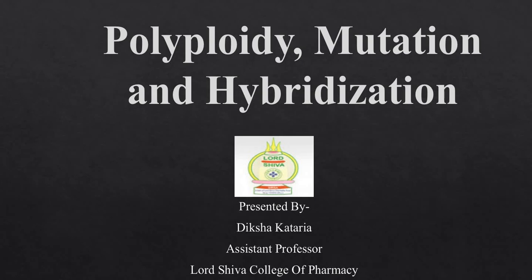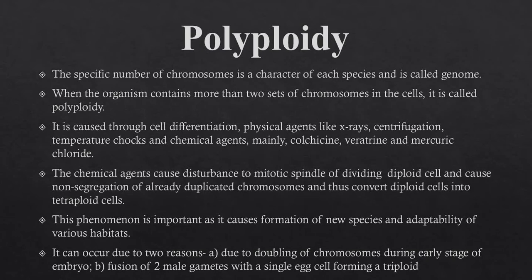Hello, my dear students. Today's topic of discussion is polyploidy, mutation, and hybridization. Let's begin with polyploidy. As you all know, each and every cell in our body contains a particular number of chromosomes, that is 2. That specific number of chromosomes is a characteristic of each species and is known as the genome.